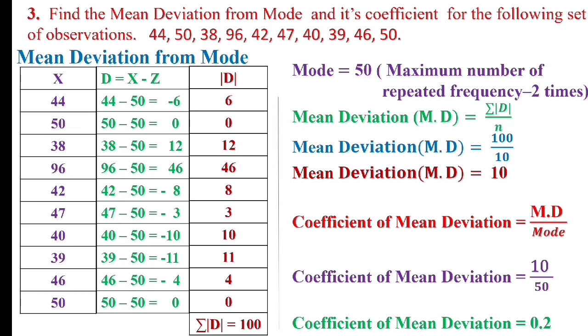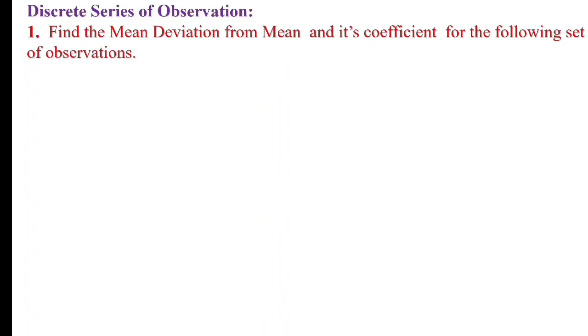This is the way individual observations are solved. Mean deviation from mean, median, mode, all the three methods I explained. Next we are going to study discrete series of observations. Here also, in the same way, we will find mean deviation from mean, mean deviation from median, and mean deviation from mode. Each one I explained with different problems.